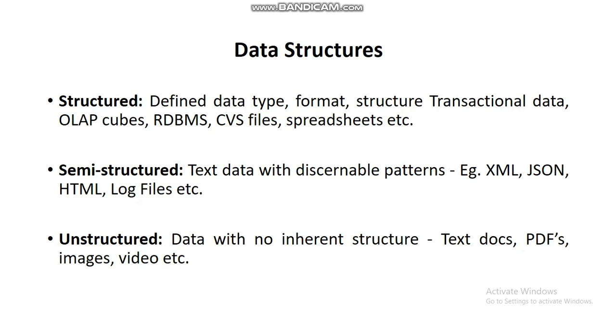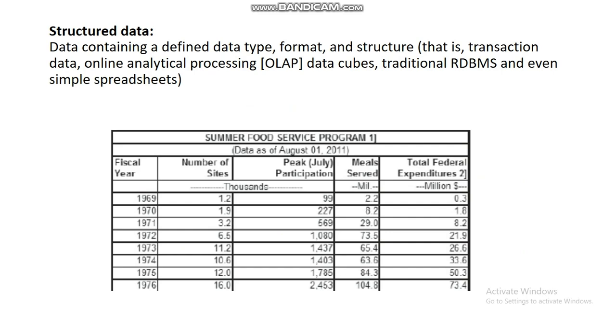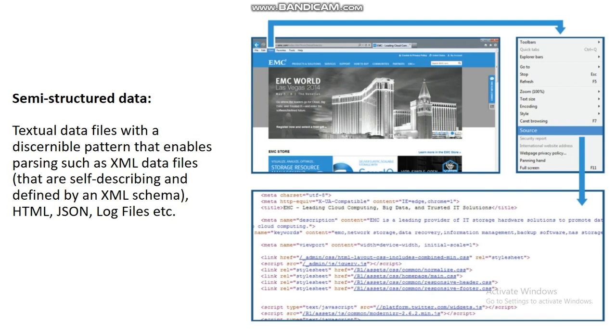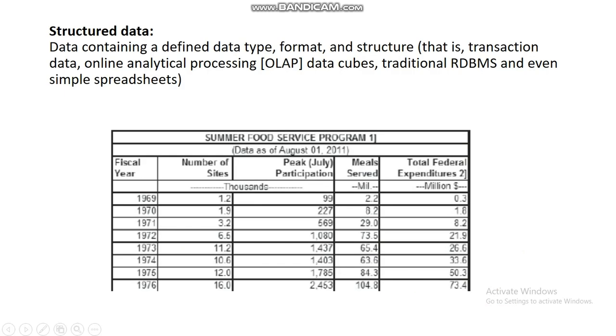So these are the structured, semi-structured, and unstructured types. These are the basic structures that come up whenever I'm talking about big data as input to the system. This is one of the basic examples again: data containing a defined type, format, and structure, that is transaction data, online analytical processing data cubes, the relational database management system. In simple words, you can say it is data in the form of rows and columns which is usable, carries some semantics, some information, some structured content for you, and that you refer to as structured data.